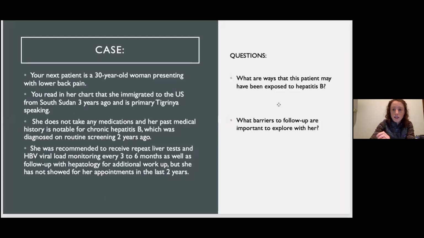The questions I want you to consider are: what are ways that this patient may have been exposed to hepatitis B? And what barriers to follow-up are important to explore with her? I'll give you 30 seconds to think about those.